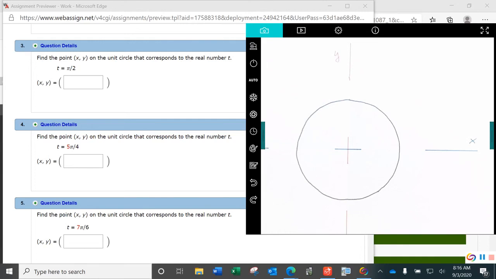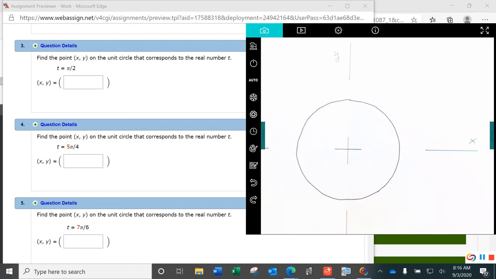We can use our unit circle to evaluate a point on that circle for any angle rotation. So a question that we see is: find the point x, y on the circle that corresponds to the real number t. t is equal to pi over 2. So what they're telling us is this arc length is pi over 2.